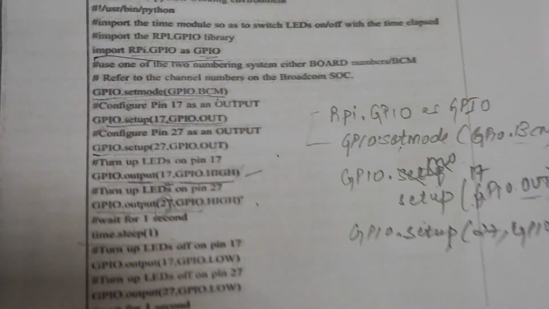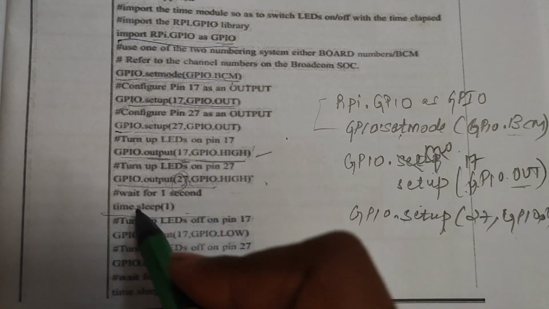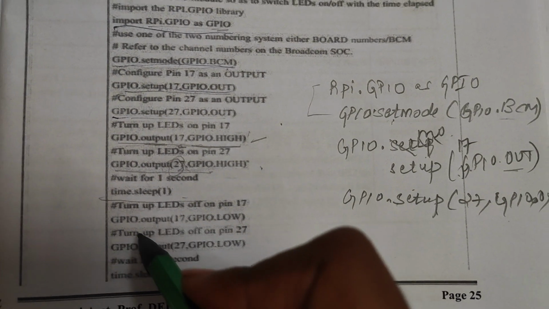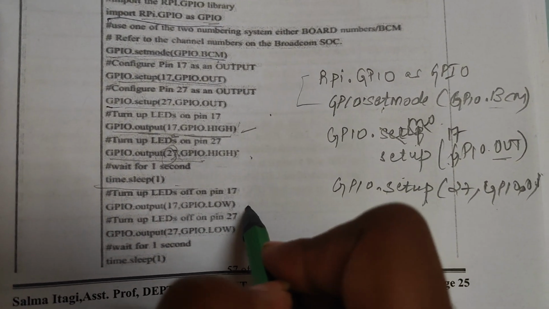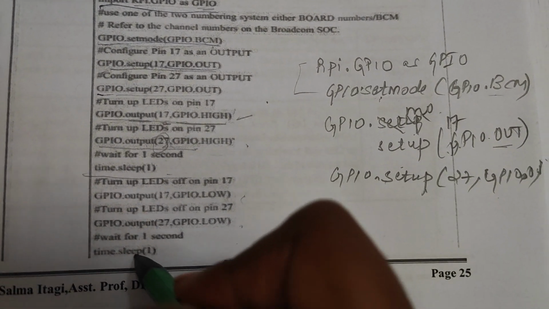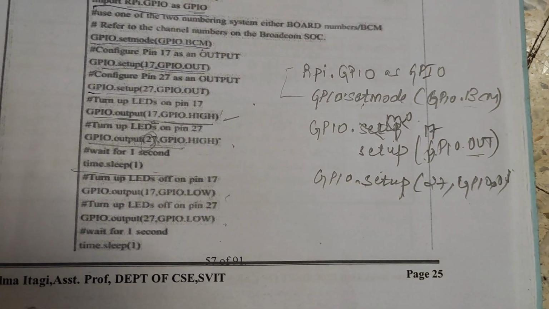Then you wait for a second before it stops blinking. So you wait for 1 second, time.sleep(1). And then GPIO.output 17 comma GPIO.LOW, that is, you're turning it off. Same thing for the other pin, you're turning it off, and then you end it with a sleep, that is time.sleep.